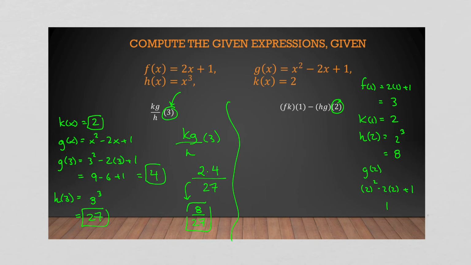So we got a value for f of 1 and k of 1. So let's do that first. So f times k of 1 is equal to 3 times 2. And then we're subtracting h times g of 2, and h of 2 is 8, and g of 2 is 1. So we've done the hard work, and now we just plug in the numbers. So then we get 6 minus 8, and you get negative 2. So it's a lot, in my opinion, easier to do the questions in that sequence.